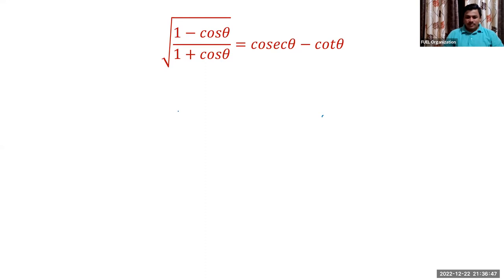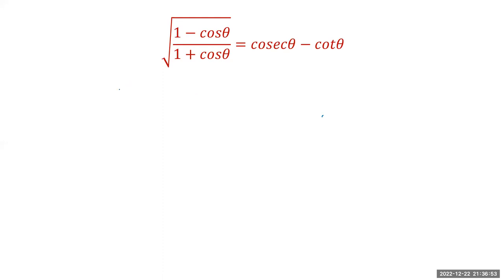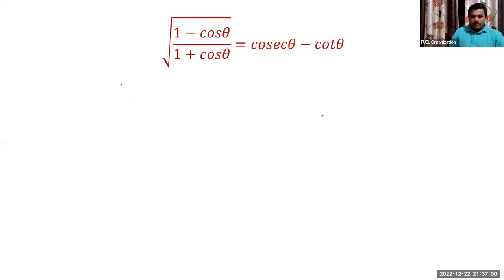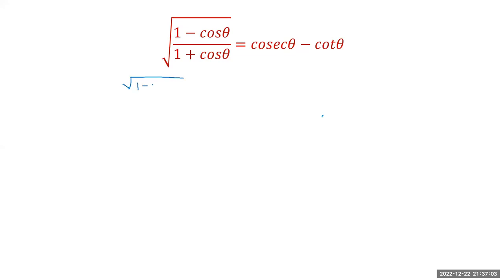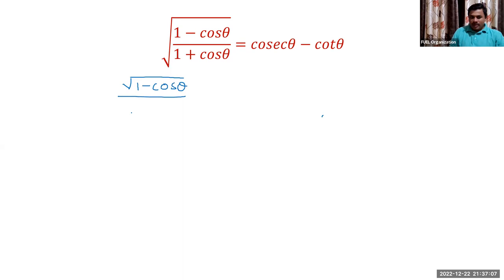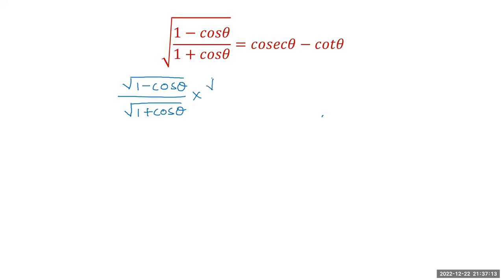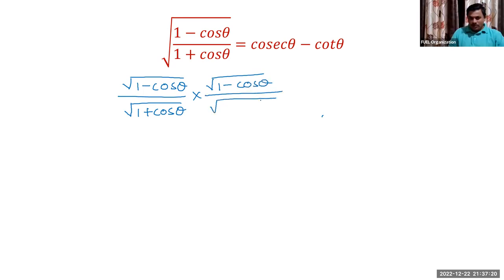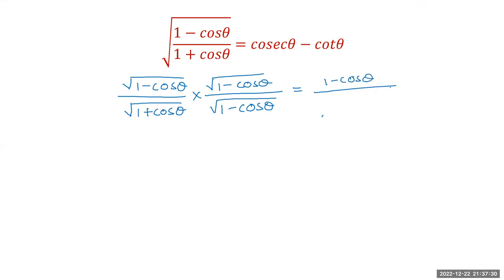Yes, come on, children. Spandana, tell me how you solved it. Sir, I did rationalization. Okay, so you kept it under the square root only? Yes, sir. You wrote 1 minus cos theta divided by square root of 1 plus cos theta and did the rationalization. Multiplying by 1 minus cos theta. So after rationalization, what will you get?